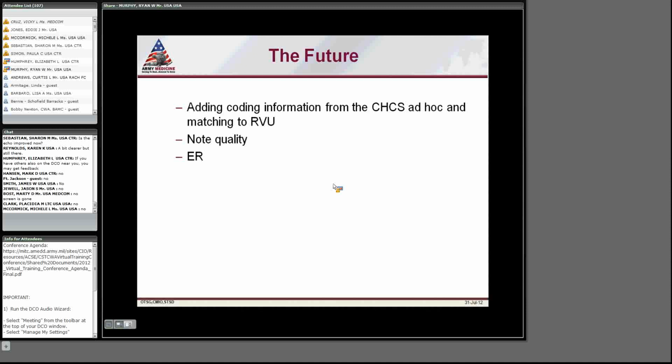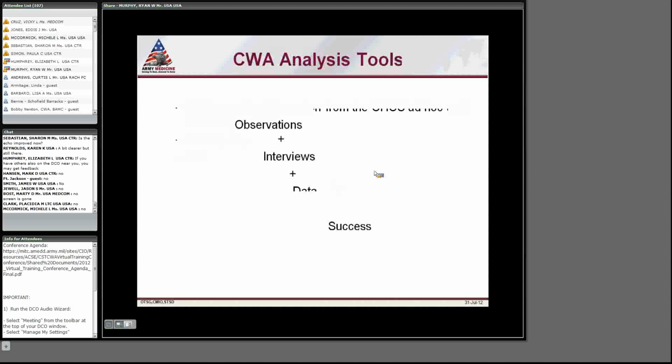And then we want to pull in some of the ER data and create a tool so we can analyze it a little more easily and see which patients are showing up in the ER that may have been better off going to an appointment at their primary care clinic. So again, combining everything together, your observations, your interviews, and your data, that'll lead to success, and that's what it's all about.